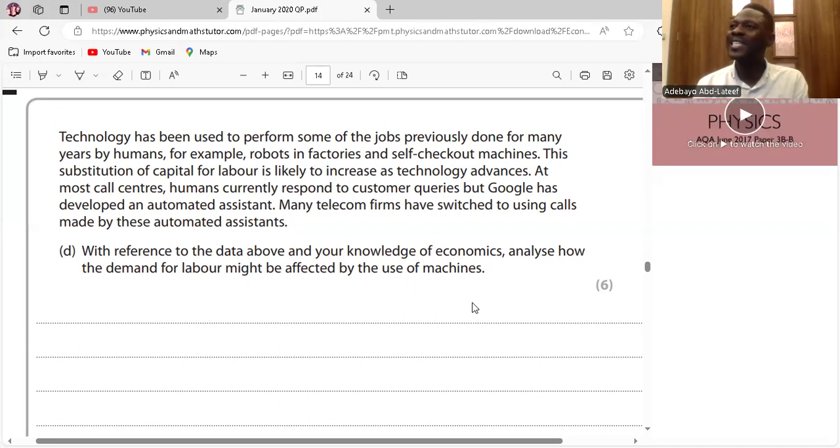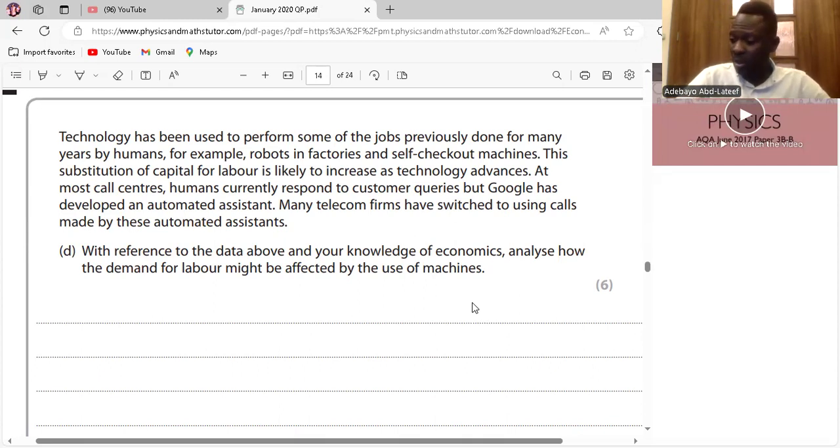Demand for labor is a derived demand, which means labor is only needed when there's a job to perform or there's a function to perform. So demand for labor can be affected by wage rate, by technology itself, and by derived demand. So here, the point is about technology, or machine, which is still technology anyway. So here I wrote, demand for labor can be affected by the use of machines based on the following reasons. One, machine becomes a substitute based on the case study here.